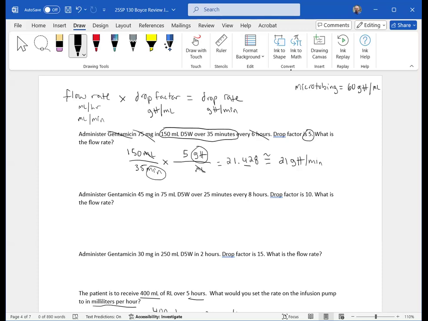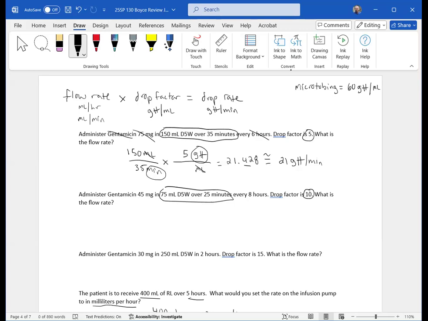So let's look at, so all I did for these next 2 questions is I basically just repeated the same process and it just changed some things. So what did I change? I changed the flow rate, right? So instead of it being 150 over 35, this one's 75 ml over 25 minutes. I changed the strength of the medication to 45 milligrams, but that doesn't matter. Okay. I changed when to administer to every 8 hours. Again, doesn't matter. But I did change the drop factor to 10. So that does matter. We need, like I said, 2 pieces of information.